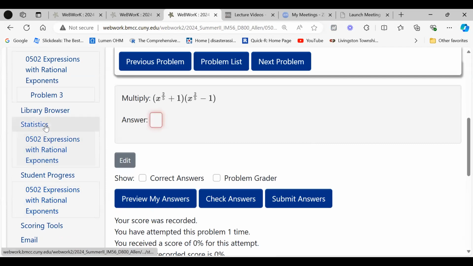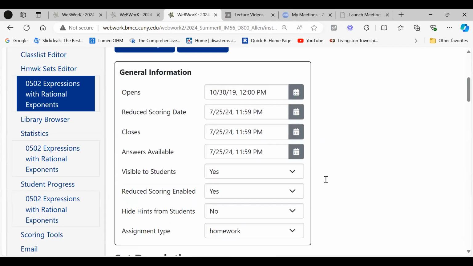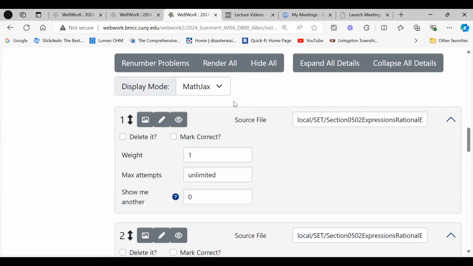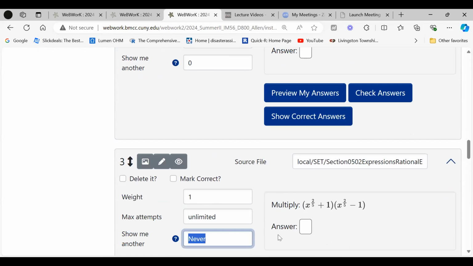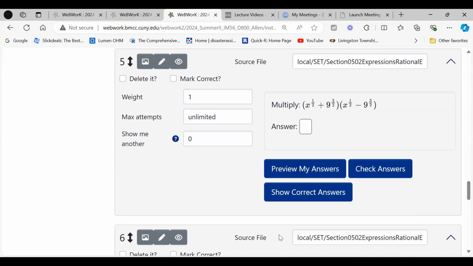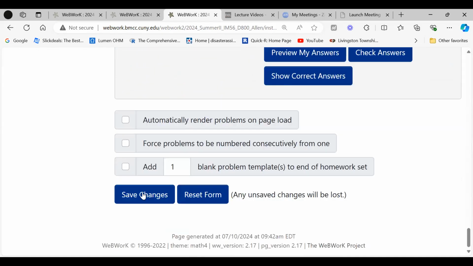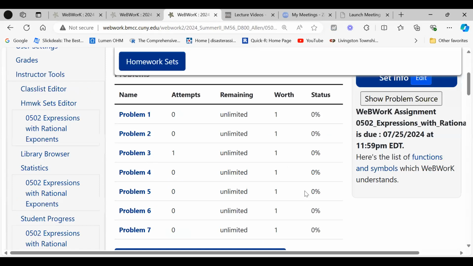One second. Let me go back to this. Maybe I forgot to apply the settings here. Yes, I forgot about that. So I just quickly set this up and I will go back. Save changes. And we are on problem 3.